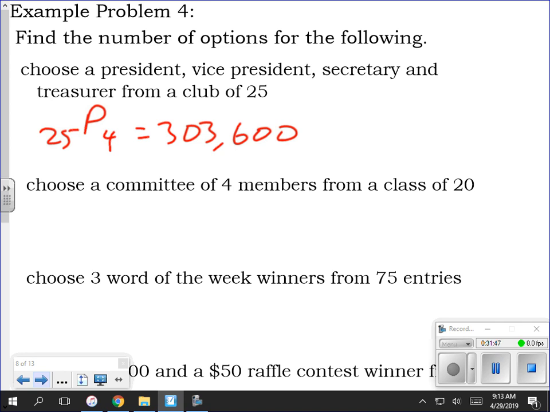Choose a committee of 4 members from a class of 20. Does order matter? No, presumably with a committee, everybody on the committee has equal power. They have equal say. That's the idea behind a committee. So it doesn't matter if you're the first name or the fourth name, you're doing the same thing everybody else in that group is doing. So order does not matter. That would be a combination. 20 choosing 4 at a time. And there are 4,845 ways to do that.